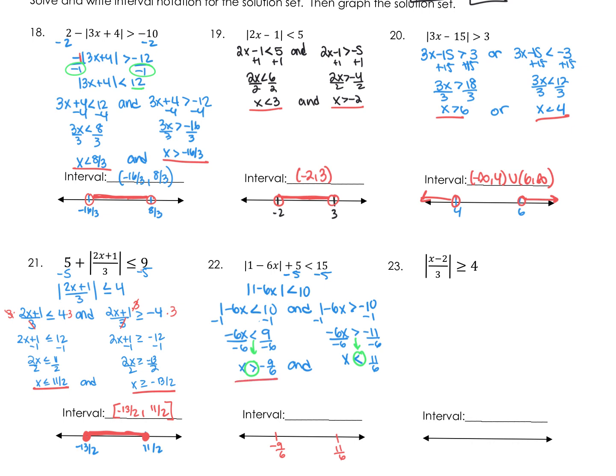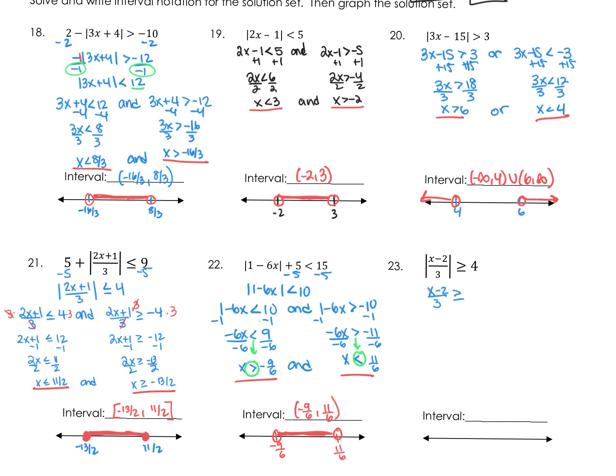X is greater than negative 9 over 6. X is less than 11 over 6, so they'll point towards each other, which makes sense with an and. So it'll be negative 9 over 6 to 11 over 6. One interval because it's one section on the graph. All right, last one. Already isolated, so we'll make our two inequalities.